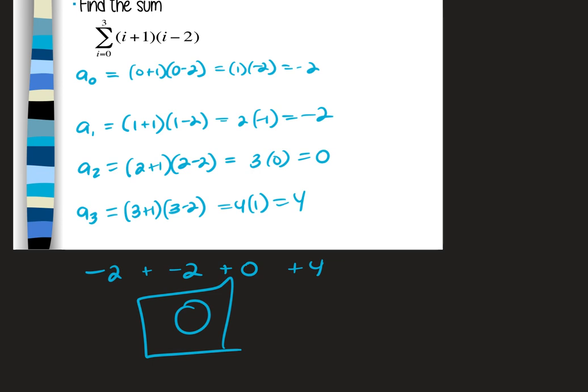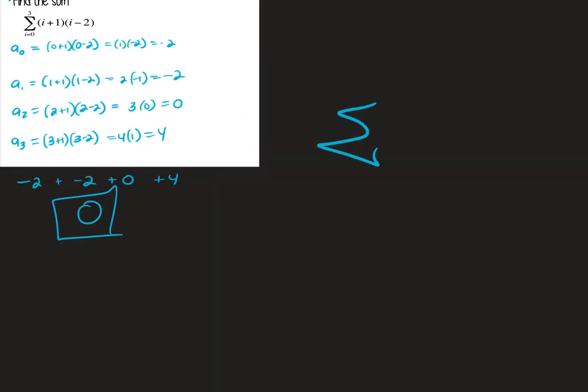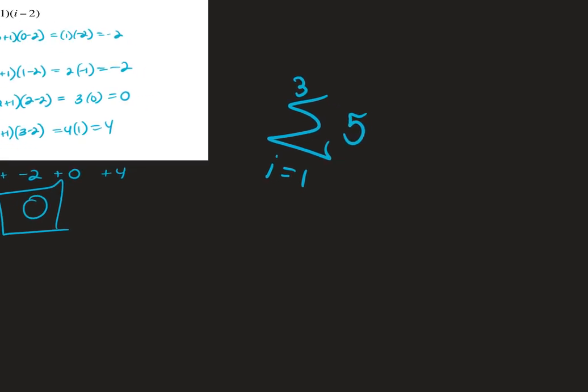Questions? Yes? Okay, there's a question that looks like this on the right. What would A1 be? 5. What would A2 be? 5. What would A3 be? 5. So if there is no variable, it is literally just what's there. You could literally just figure out how many terms there are. And that's your summation, okay?